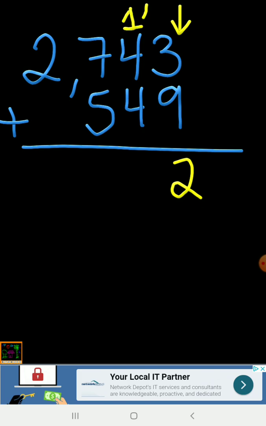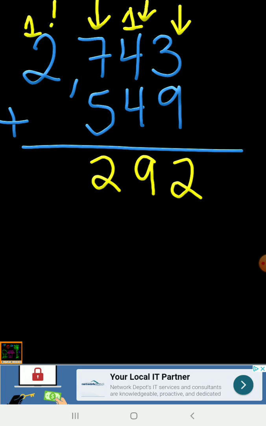Now we're going to add everything that's in this column, including the 1. So 4 plus 4 is 8, plus 1 is 9. Then we do the next column, the hundreds value spot. What is 7 plus 5? 12. So we put the 2 here, and then we carry the 1 again. And then we do the last column. 1 plus 2 is 3. So the answer is 3,292.